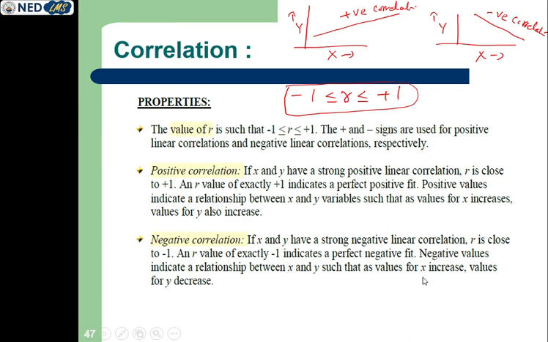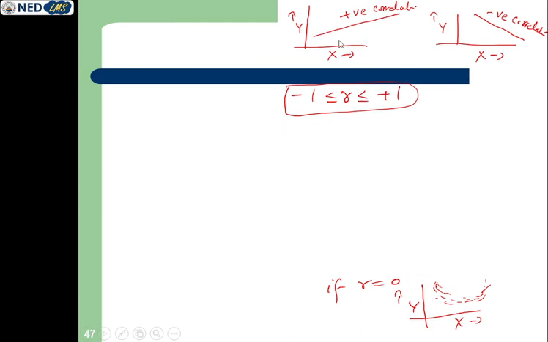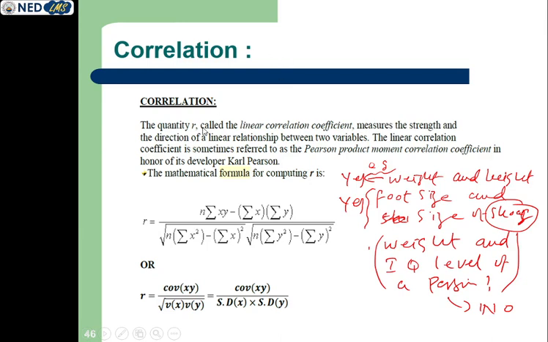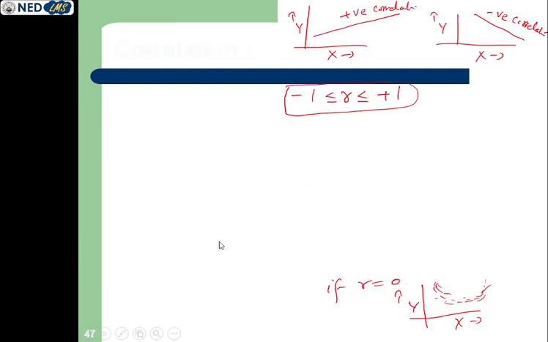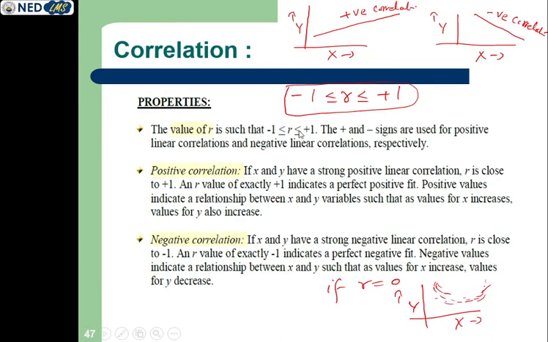Or students, if our value is equal to 0, if r is equal to 0, then what is the graph? The graph is in this form, not a straight line. This is what we call zero correlation, because when we obtain negative correlation or positive correlation, the graph becomes a straight line. We always define a linear correlation. See this one in the previous slide. The quantity r is the linear correlation. This is the formula for finding linear correlation, and linear correlation always lies between -1 and +1.